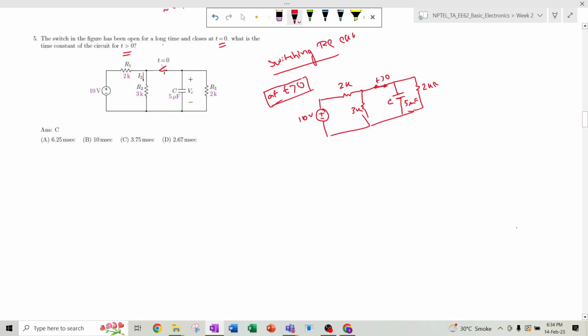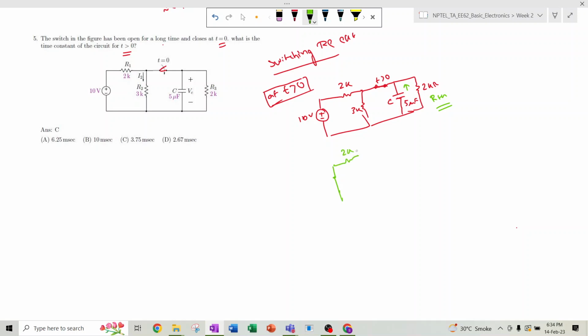So to find out the time constant, as I have already discussed, we need to see from the capacitor point of view, that is from here, and we should find out the value of RTH, the Thevenin resistance. So how to see that? To find the Thevenin resistance, as I discussed in the earlier lecture, this 10 volt is a voltage source, so this should be short. So this becomes short.